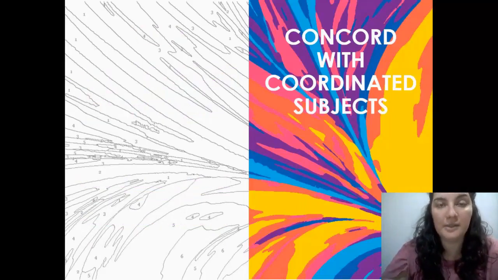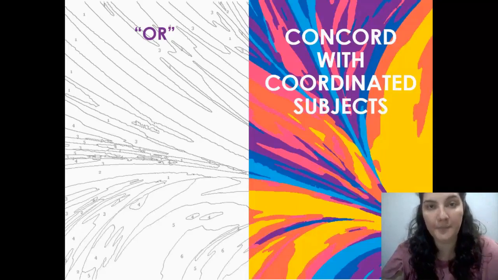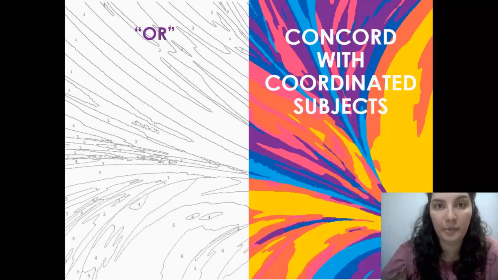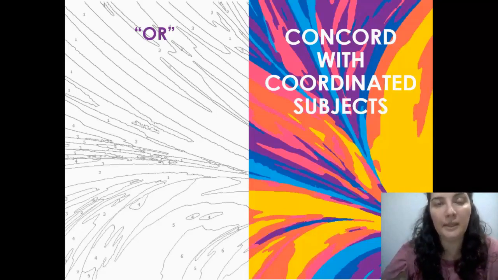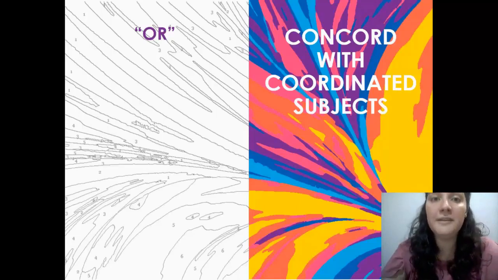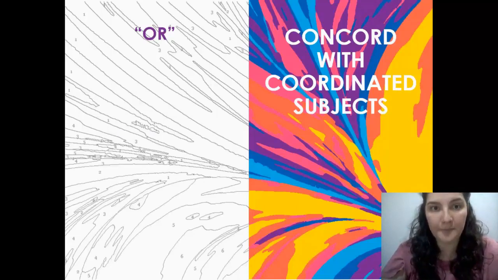In cases where the subjects are coordinated by the word or, concord varies between singular or plural forms according to the number of these subjects. If both subjects are singular, then a singular verb is applied. And if both subjects are plural, a plural verb is applied. But what happens if the subjects are dissimilar in number? Well, if there is a plural subject between these two items coordinated, then a plural verb is applied.